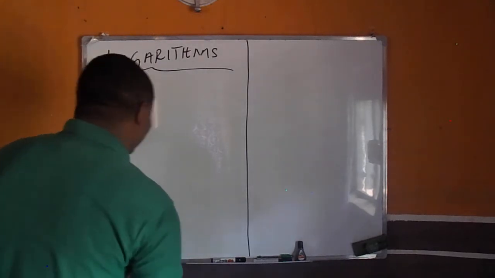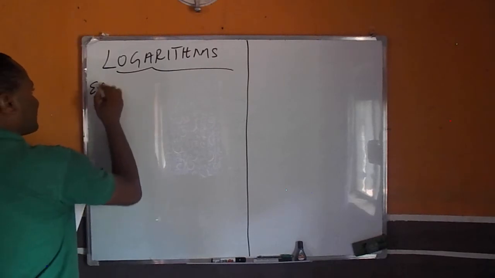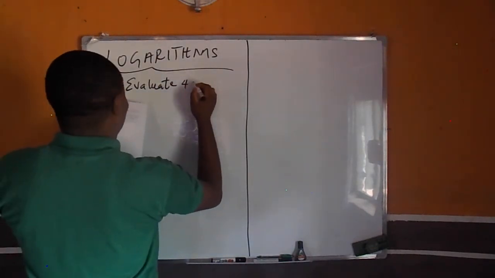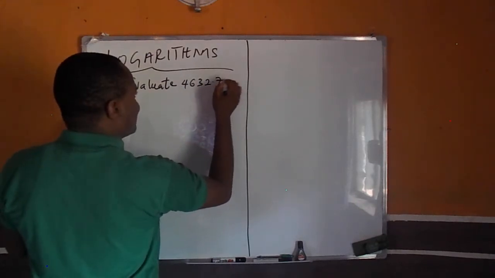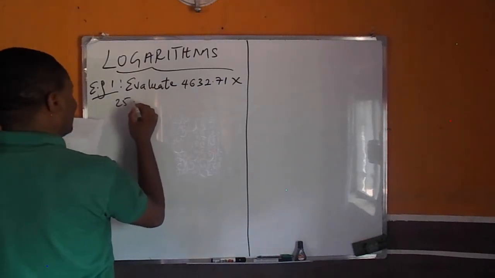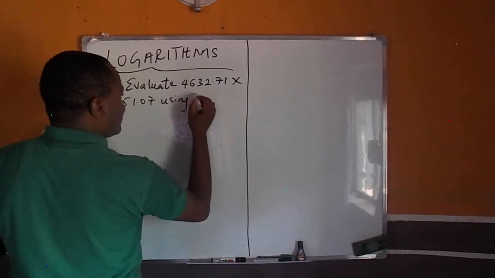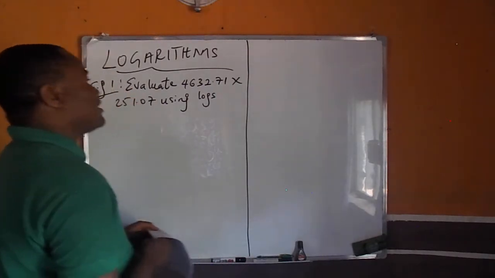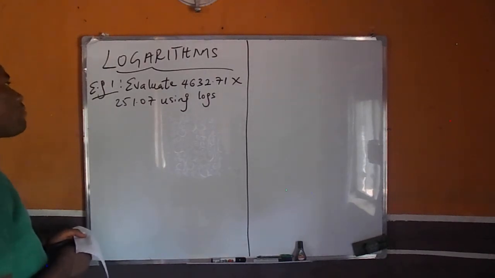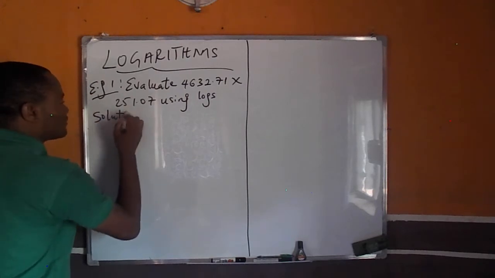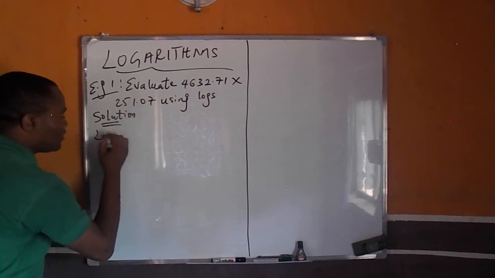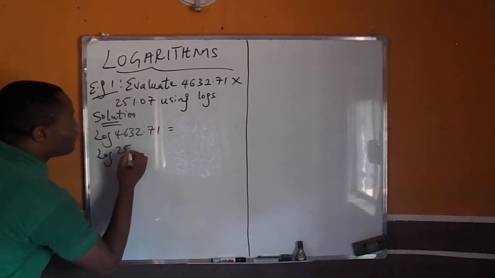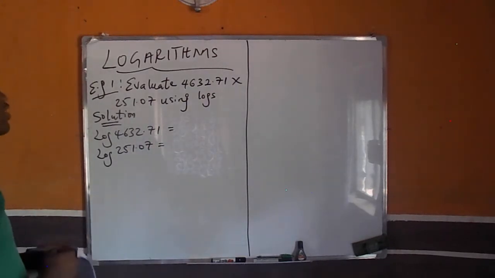Now, we want to look at example 1. Example 1 says evaluate 4632.71 times 251.07 using logs. Solution. Now we say log 4632.71 and log 251.07. Let us look for the log of both.